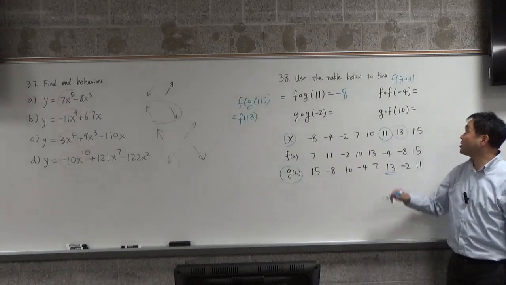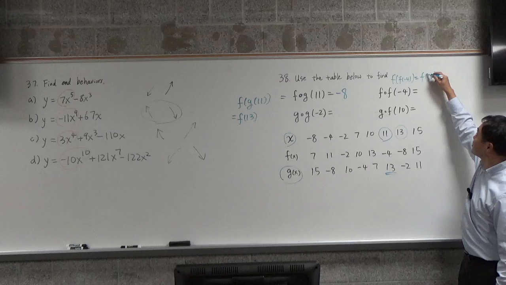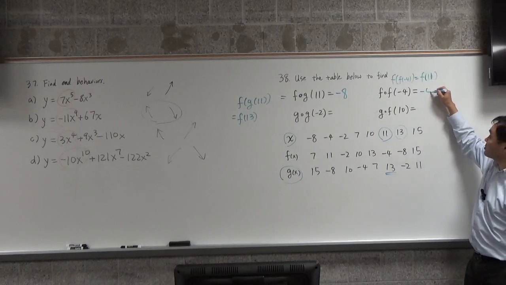It's 11, right? So that's going to be f of 11. What's f of 11? Negative 4. So the answer is negative 4.